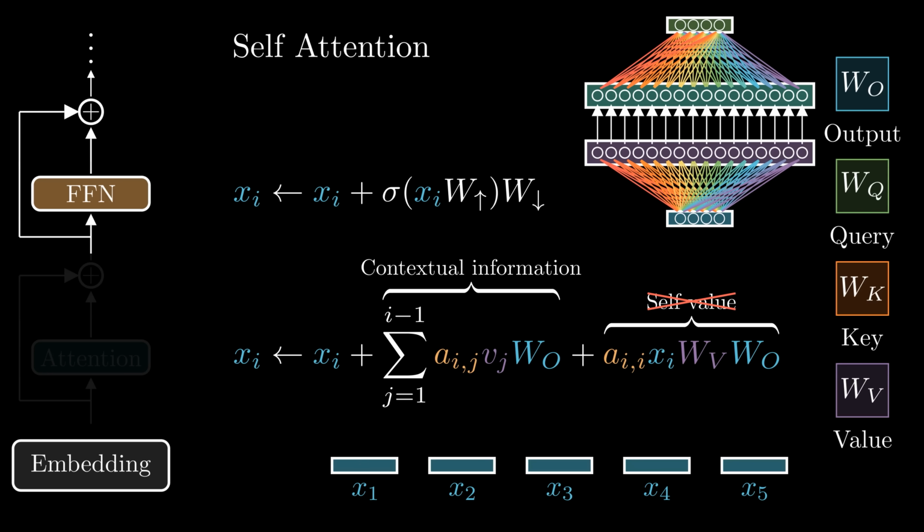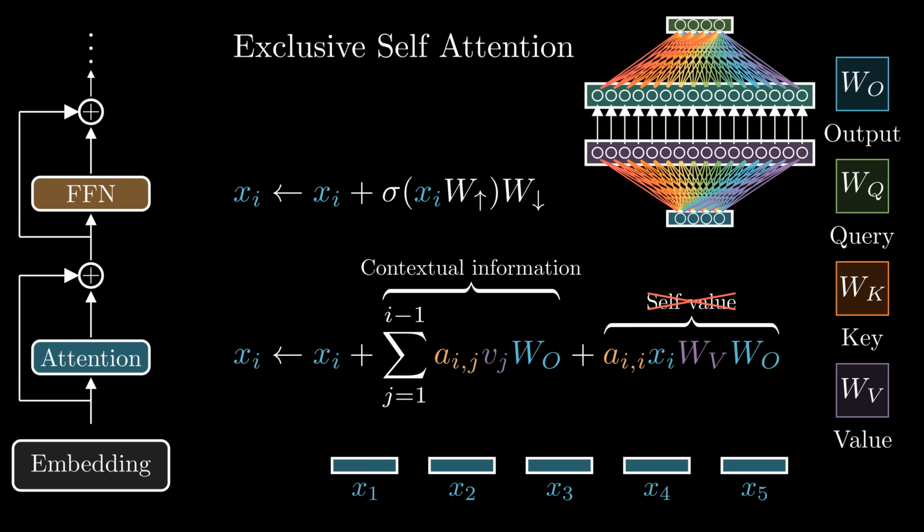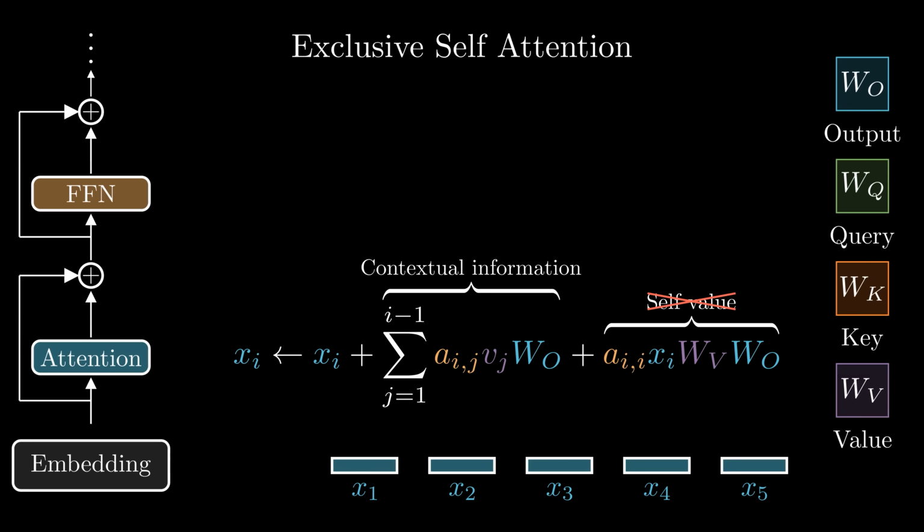That is, make the self-attention exclusive for capturing context. But this simple approach does not work. Two main reasons. First, value vectors within a sequence tend to be positively correlated. Similar tokens have similar value directions.